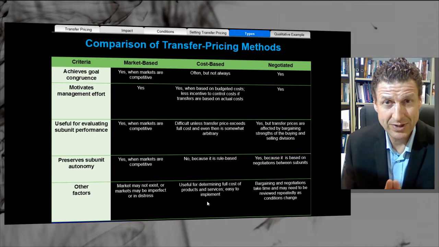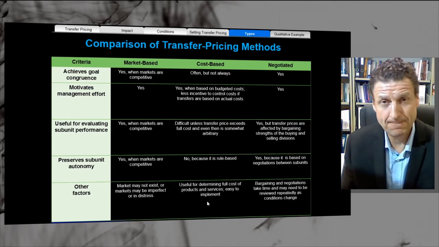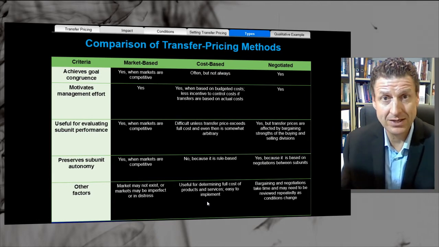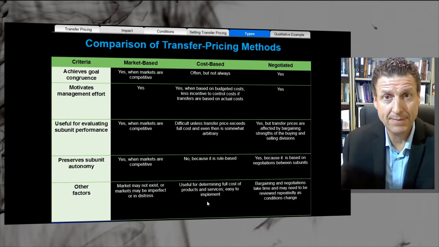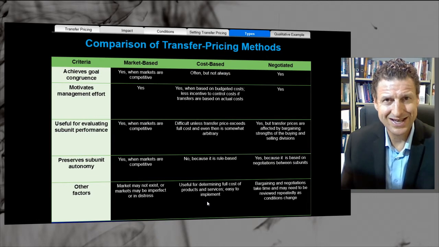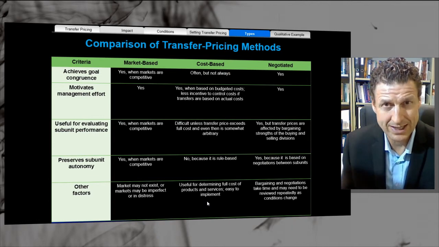Now, it's very easy if we're in a very very transparent environment where the goods being transferred have a market outside the organization. So then you can refer to that market and use that as the transfer price. But that is not always the case in most organizations. And maybe what's been transferred is a component that has a special design, so it doesn't have a market equivalent outside.